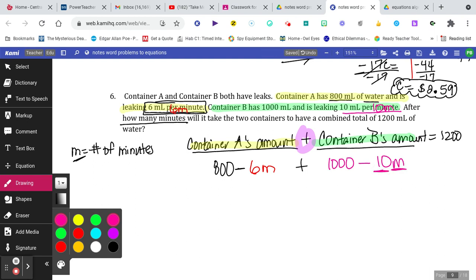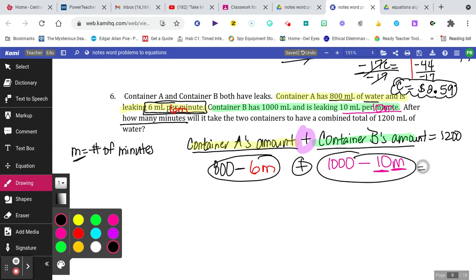And then I need to know when this amount plus this amount will equal 1,200 milliliters. Because in the beginning, one has 800 and the other one has 1,000. That's 1,800 milliliters. But if they're leaking, I need to know when it's going to equal 1,200 milliliters, okay?